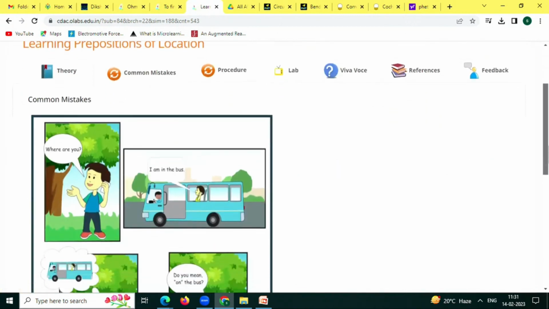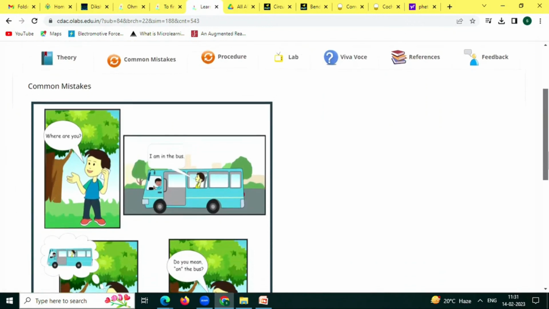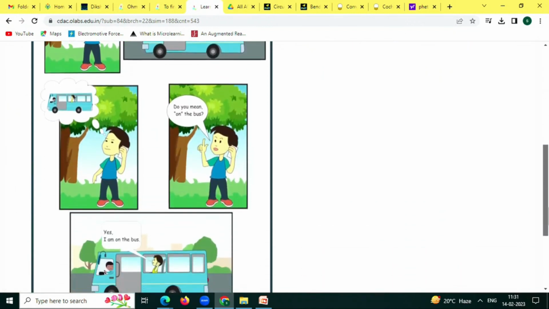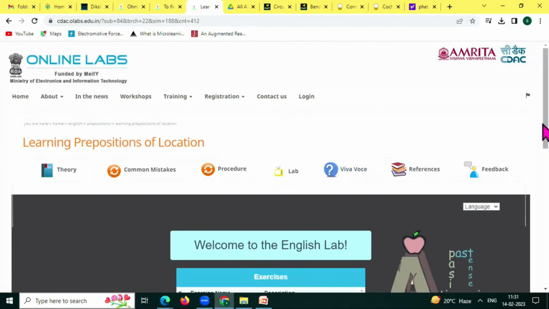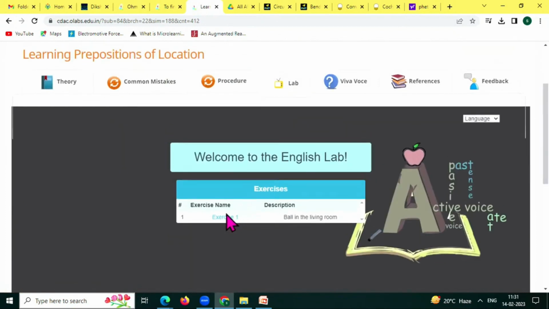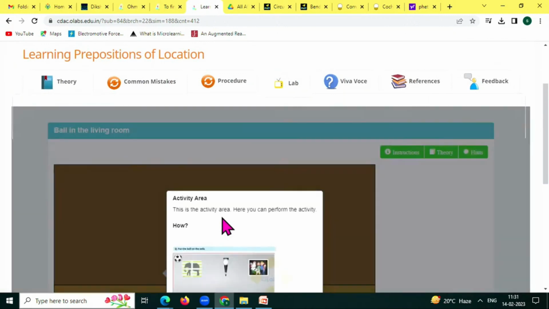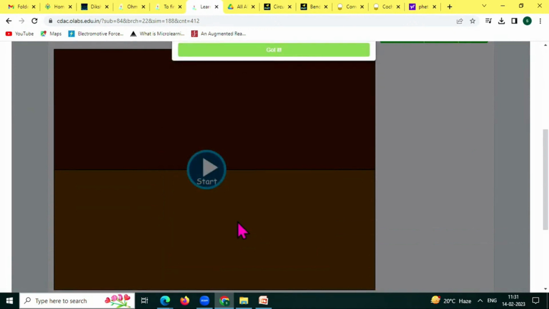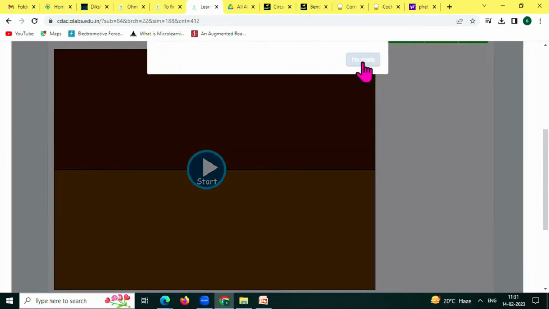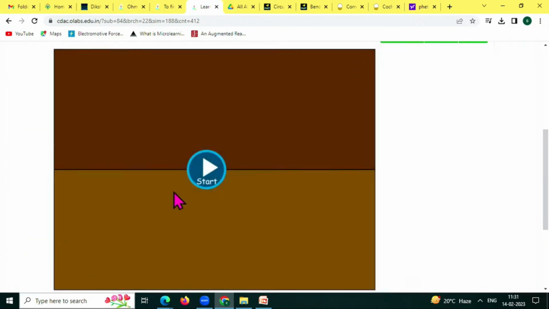This is the common mistake students make: I am in the bus or on the bus. So, which one is correct to use? Let us see with the help of the lab how it can be used. I am clicking at exercise 1. Now, first of all we have to click at the instruction. I am clicking, I am ready, and then it will start.